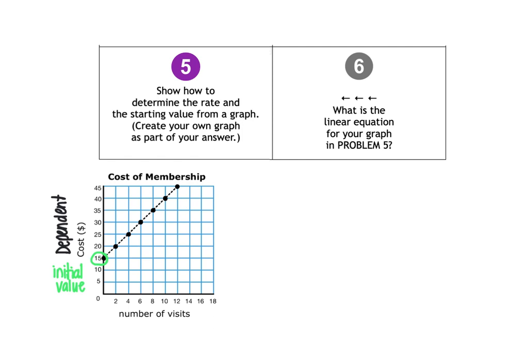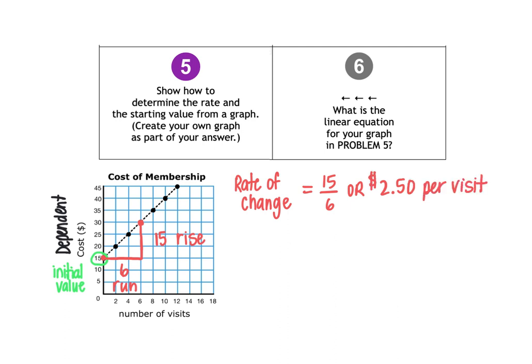Then we can calculate the rate of change by drawing a rate triangle between any of our two known points. Let's draw it from 15 up to 30, or from 0 visits up to 6 visits. We can then find the rise to be 15 and the run to be 6. This gives us a rate of change of $2.5 per visit. Now we can put this information together to create our linear equation.